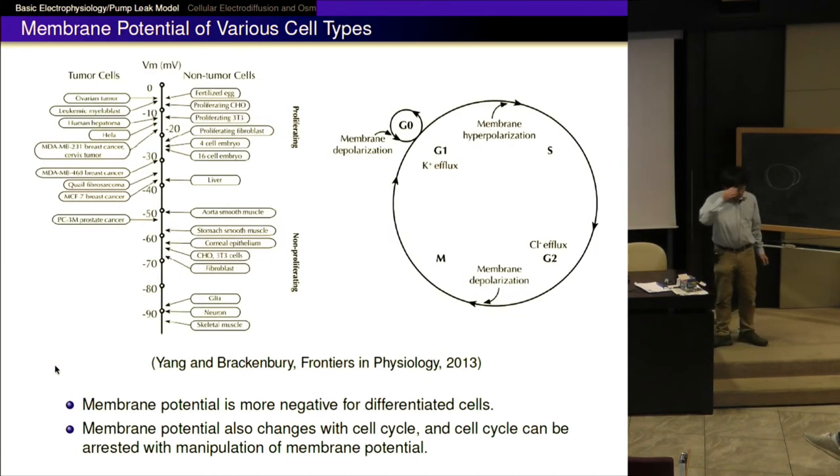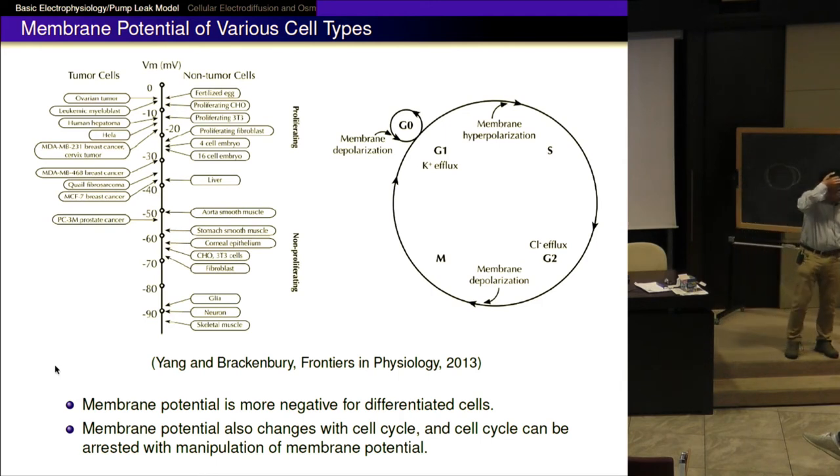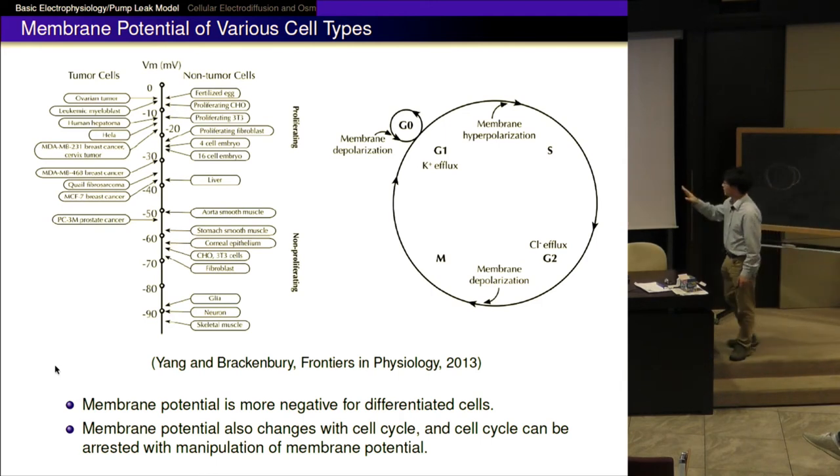Anyway, this is not the end of the story, and I haven't done anything here, but I just wanted to point out that this is an interesting area. It turns out that the membrane potential is more negative for differentiated cells than undifferentiated cells, and people don't know why. The fertilized egg has a membrane potential that is much closer to zero than differentiated cells like neurons and skeletal muscle cells.